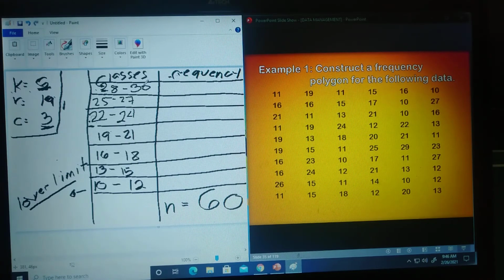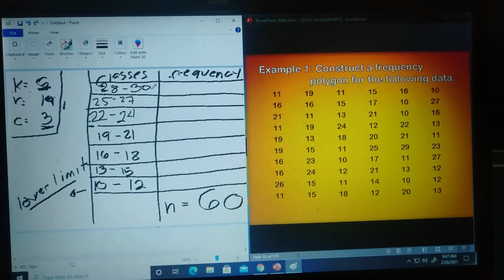Tatlo. Sir, 29 lang po. As you can see sa data, baka sabihin nyo, Sir, 29 lang naman po yung highest value. Bakit po lumagpas ka ng 30? Lumagpas ka man or na-reach mo man above yung highest value sa data, okay lang. Kasi hindi pwedeng 29 yan, hindi na mabubuo na tatlo ang per classes. So kahit man 31 yan, okay lang basta ma-reach. The goal is to reach the highest value, which is 29. So okay lang yan. Okay?